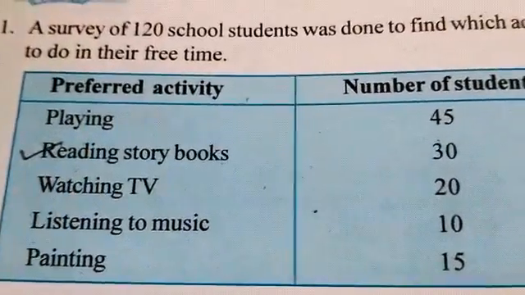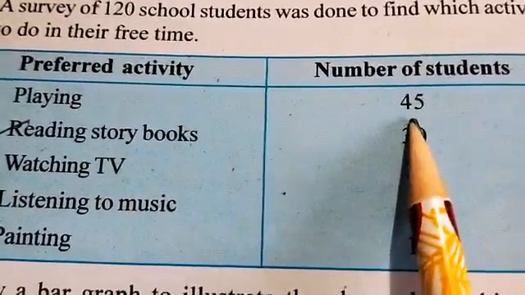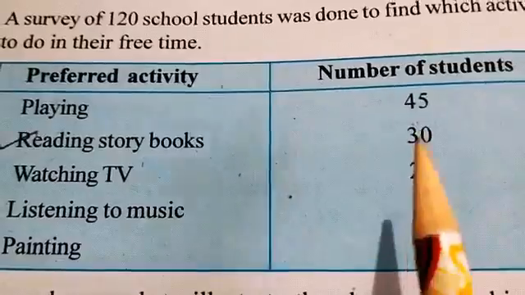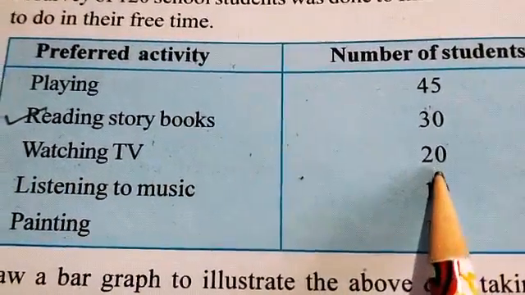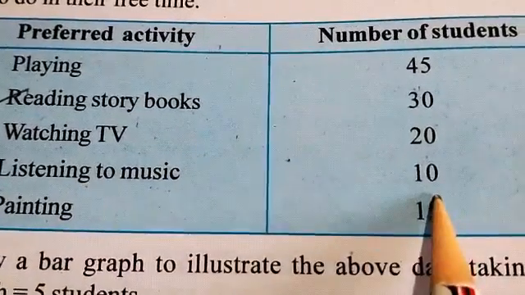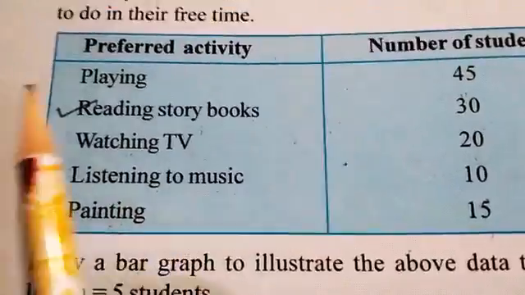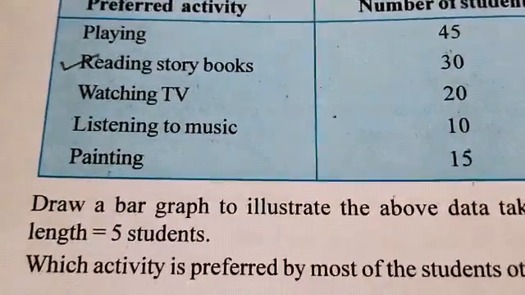So the table says preferred activity and number of students. Playing. After studying, how many students like to play? Then 45 students. Then reading story. Who likes to read stories? That is 30. Watching TV. How much? 20. Listening to music. How much? 10. And painting. Then how much? 15. So these are the number of students, and these are the preferred activities.